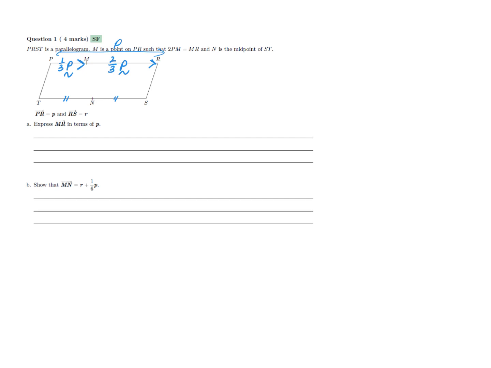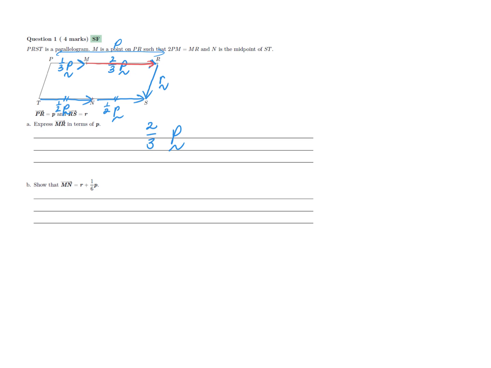Okay, what else are we told? R to S, coming down this way, is little vector r. Now, because we've got a parallelogram, these vectors over here are parallel. So to the top, this one is going to be half of p, and this one's going to be half of p. Okay, there we are. Express M to R in terms of p. M to R, that's this bit here. In terms of p, we've already done that. That's 2/3 of vector p. Next, show that M to N is r plus 1/6 of p.